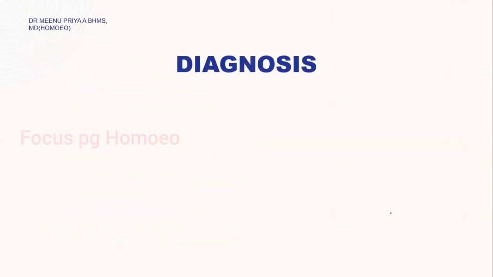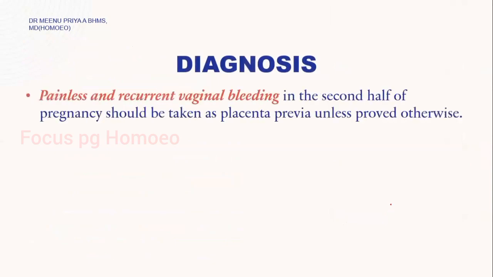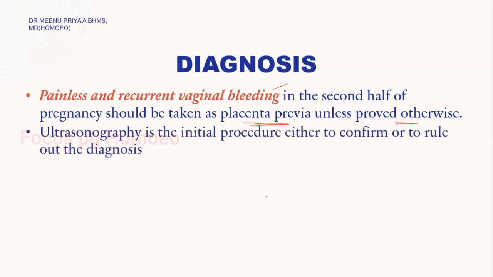Now, how to diagnose a placenta previa? Painless and recurrent vaginal bleeding in the second half of pregnancy should be taken as placenta previa. So usually the cause of painless recurrent vaginal bleeding in the second half of pregnancy is placenta previa, unless proved otherwise. And how to prove otherwise? One method is ultrasonography, the initial procedure either to confirm or to rule out the diagnosis. In ultrasonography, the placental position is noted and umbilical cord insertion is noted. All this will confirm whether the placenta is low lying or in normal position.